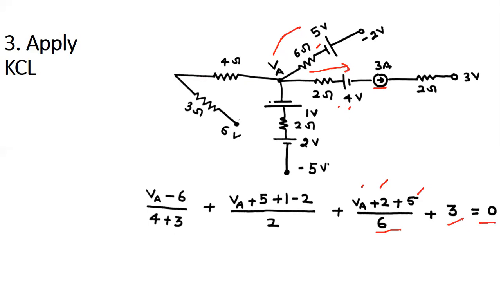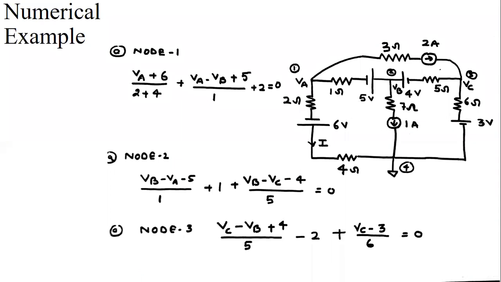So apply the KCL. In nodal analysis, first is the selection of node; try to reduce the number of nodes as much as possible. Second is assumption of node voltage. And third is to apply the KCL. Now here we present a numerical example: find the value of current I using nodal analysis. The possible nodes are node 1, 2, 3, because the current divides here, and this is my fourth node.